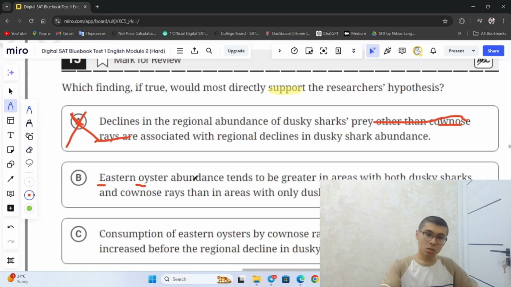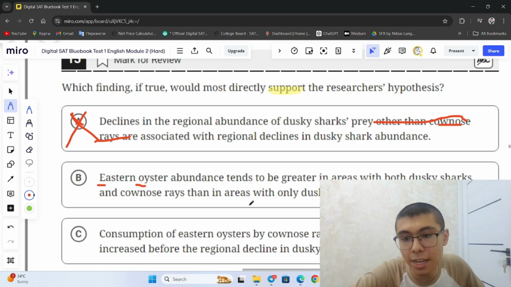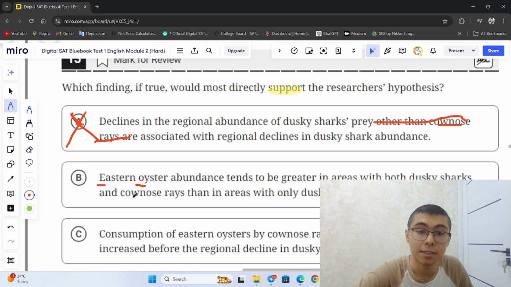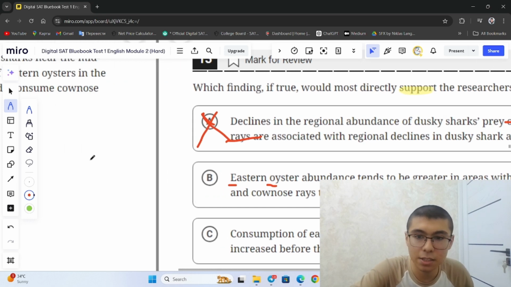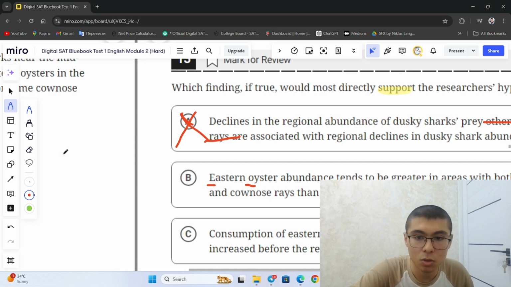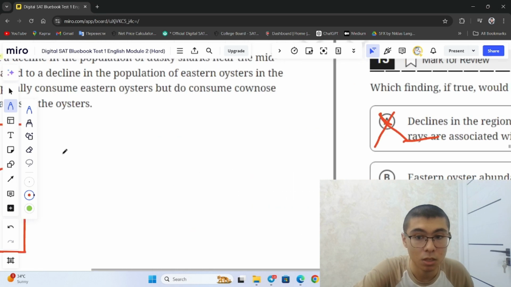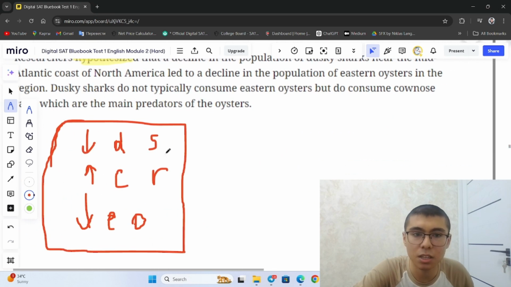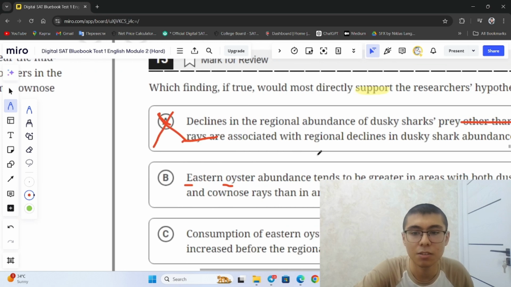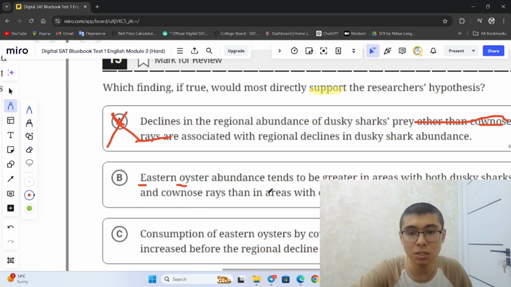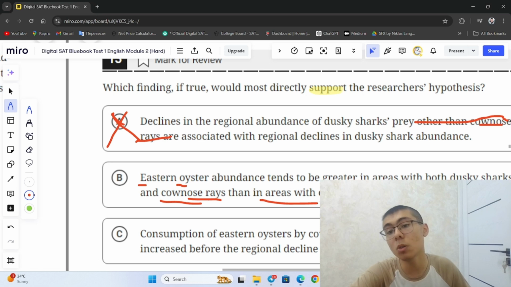Abundance tends to be greater in areas with both dusky sharks and cownose rays than in areas with only dusky sharks. So let me interpret it. Abundance tends to be greater in areas with both. I mean, no, it's not supporting this. Yeah, it's not supporting it. It's just stating random facts, comparing the areas where there are both dusky sharks and cownose rays with the places where there are only dusky sharks. We don't need that to support it.